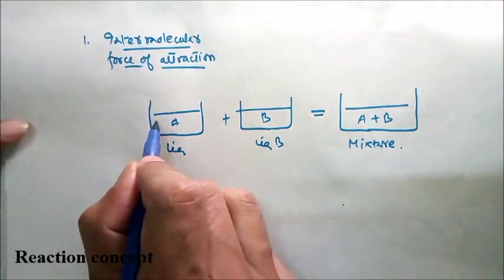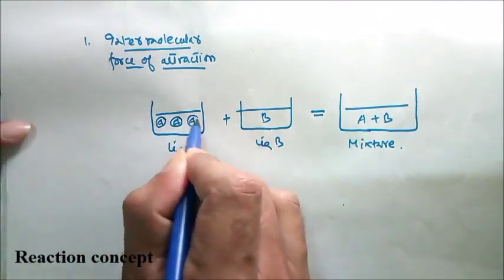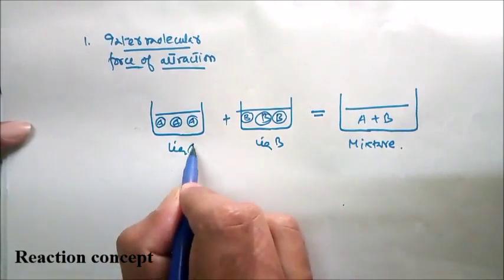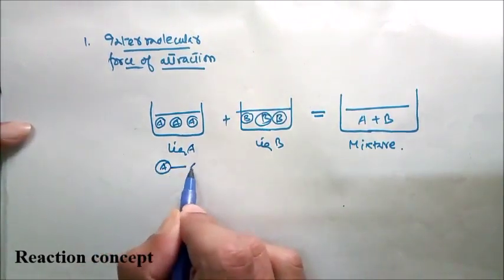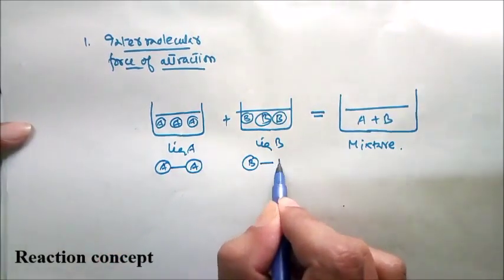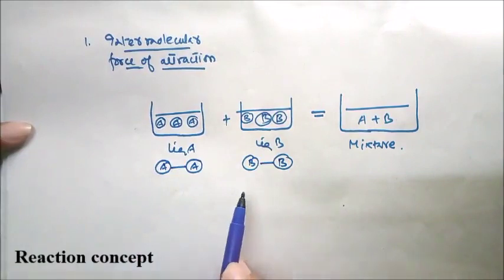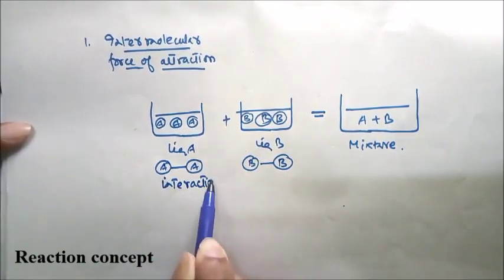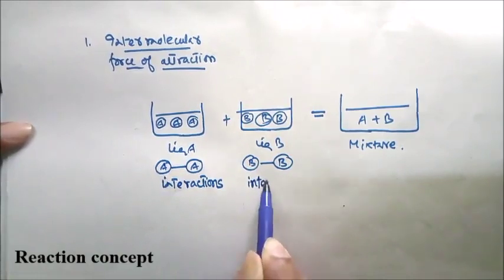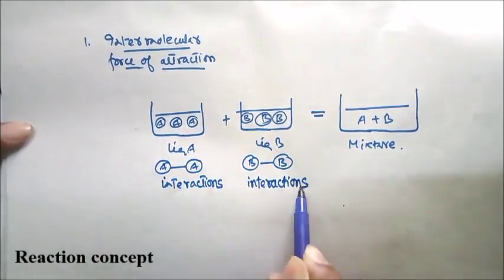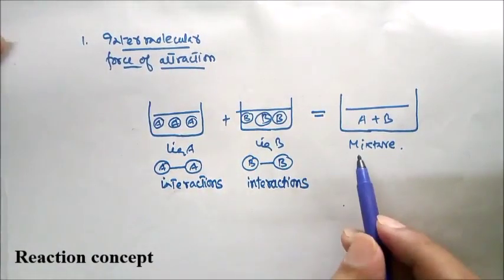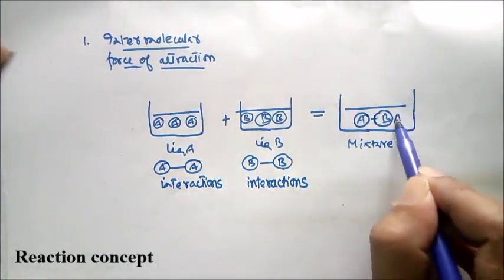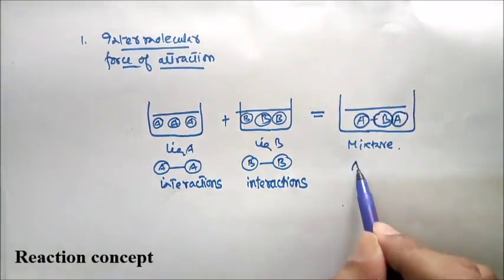You see, in this case there are molecules of A, and in the other pure liquid there are molecules of B. So in the pure liquids A and B, there will be interactions between AA and BB. What are the interactions in the pure state? AA interactions and BB interactions. In the case of the mixture, there are molecules of A and B, so the interaction between the molecules becomes A and B.